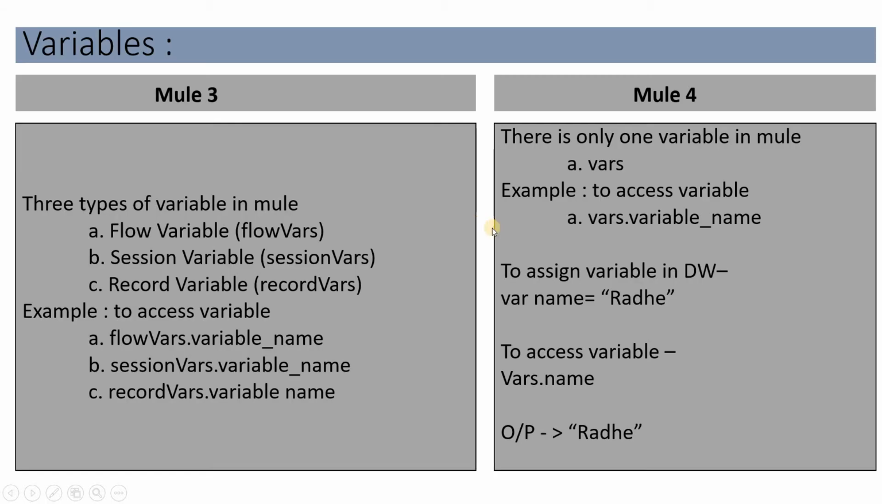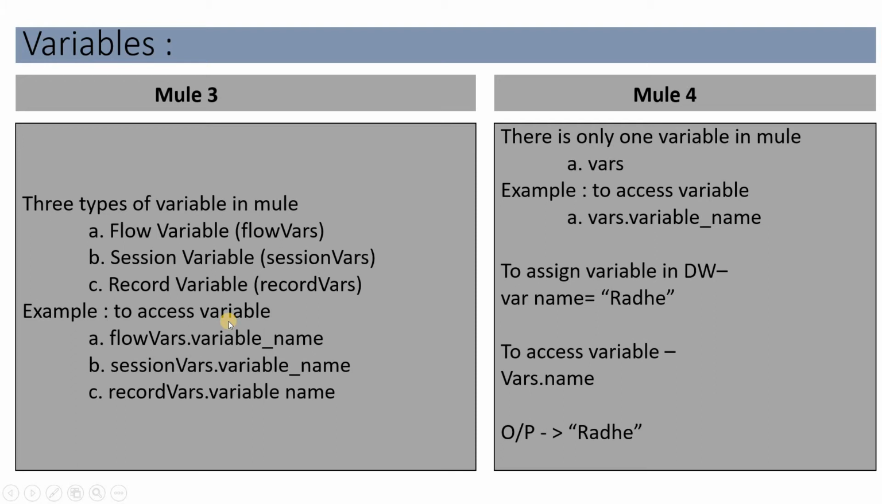Now coming to the variables in Mule 3 and Mule 4. Let me explain the differences for variables. In Mule 3 there are three types of variables: flow variable, session variable, and record variable. Flow variables we access through flowVars, session variables through sessionVars, and record variables through recordVars. In Mule 4 there is only one kind of variable, called vars.